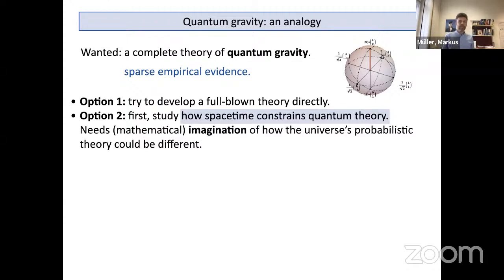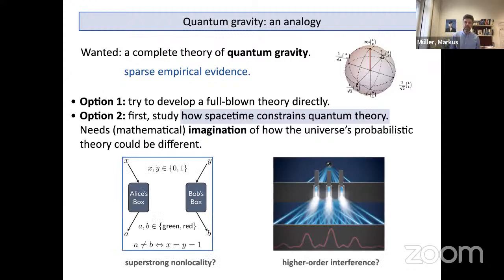So in some sense, when you want to do that, you need some kind of imagination, maybe some mathematically rigorous imagination, for how quantum theory could be different. Well, if it's different, it wouldn't be quantum theory anymore. So you'd say: how could the theory that describes probabilities and correlations of detector clicks in our universe be different? And this is certainly a topic that has been studied a lot in recent years.